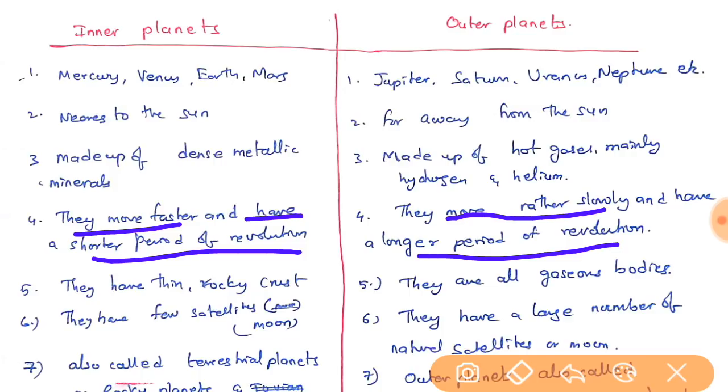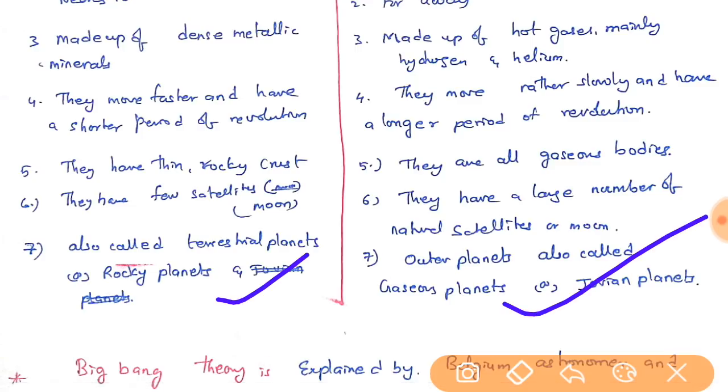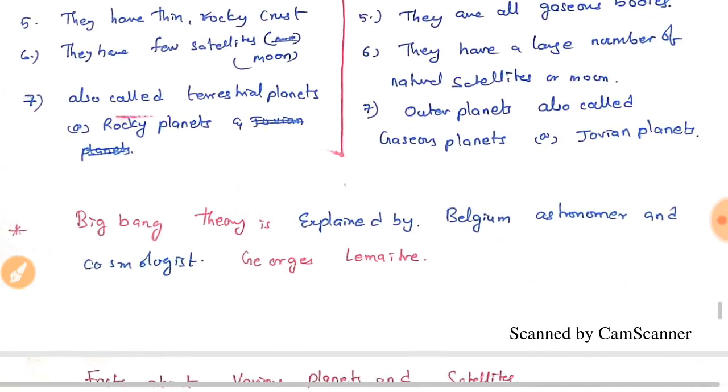Inner planets have a thin rocky crust. Outer planets are all gaseous bodies, friends. Inner planets have few satellites, like the Moon. Outer planets have a large number of satellites, friends. Inner planets are also called terrestrial planets or rocky planets. Outer planets are called gaseous planets or Jovian planets.